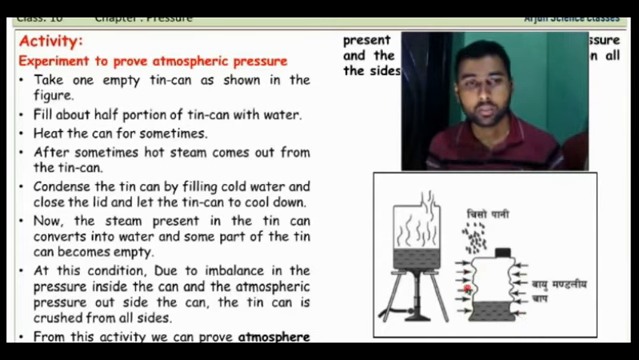I think it is not given in your book, so you need to understand this experiment. This activity is given in the government book, and this activity proves that the atmosphere gives pressure.